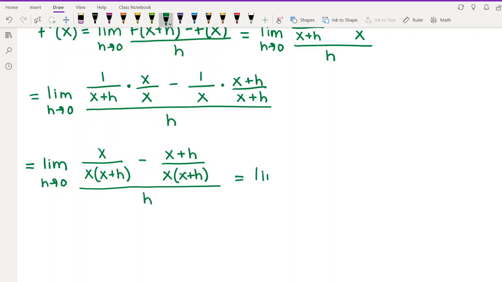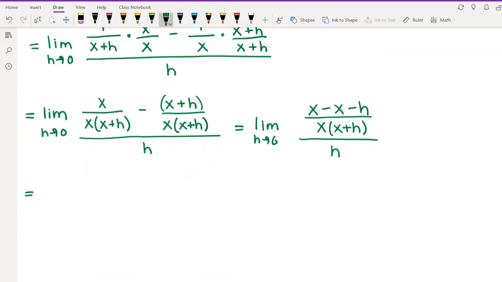We talked about this in one of the previous videos. Make sure that when you're subtracting this fraction, it's as though you have parentheses around it, so you want to distribute the negative sign to both parts. That's probably the most common mistake I see people make on this kind of problem. So we end up in the numerator with x minus x minus h, all divided by x times x plus h, all divided by h.